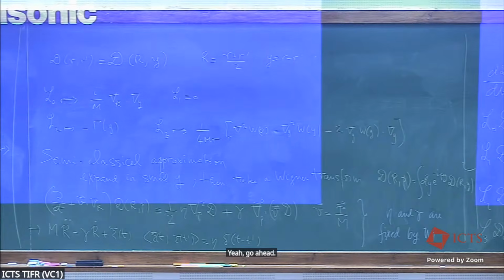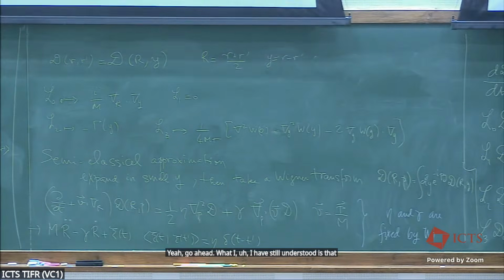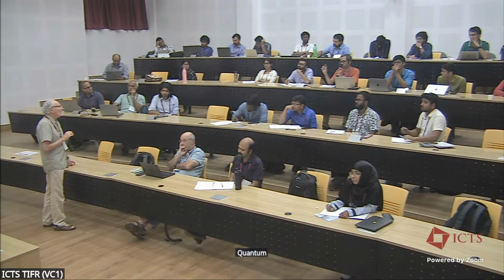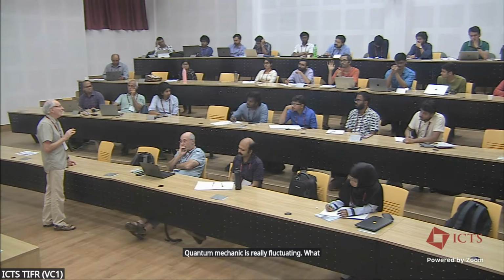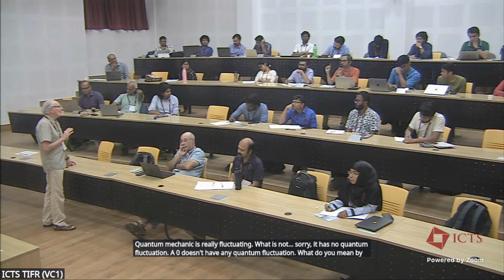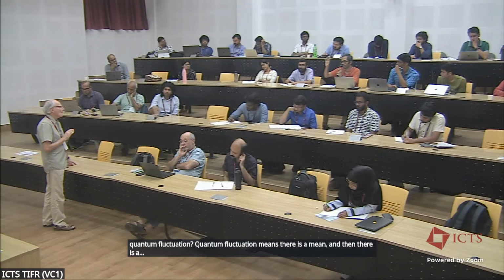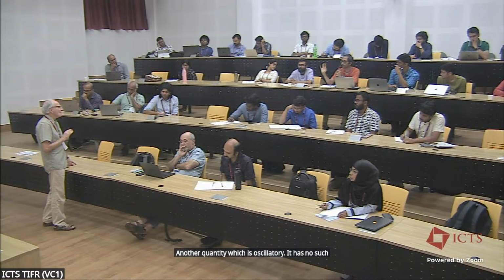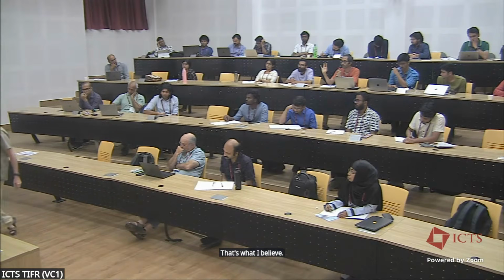What I have understood is that A0 is not fluctuating quantum mechanically. A0 doesn't have any quantum fluctuation. What do you mean by quantum fluctuation? Quantum fluctuation means there is a mean and then there is another quantity which is oscillatory. It has no such component. That's what I believe.